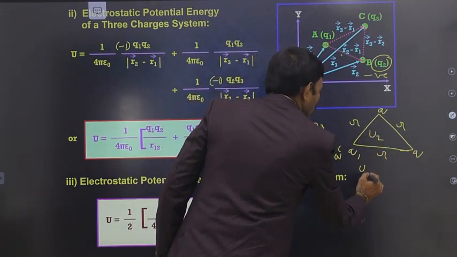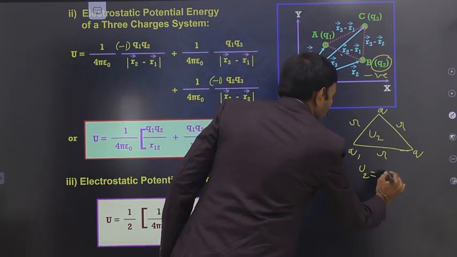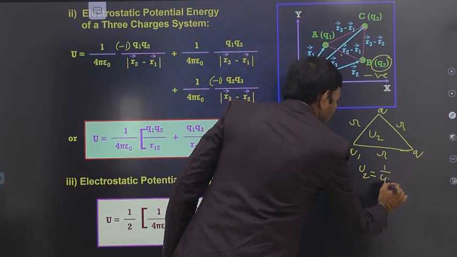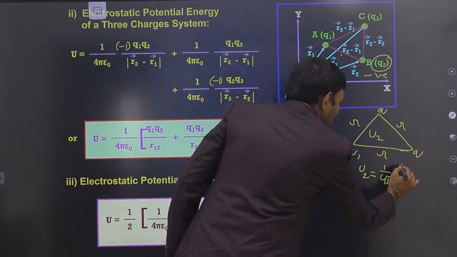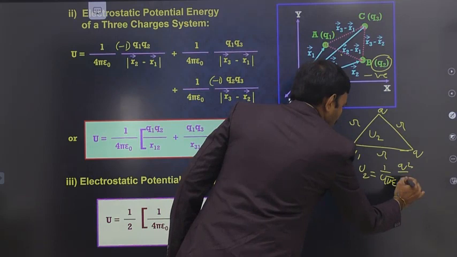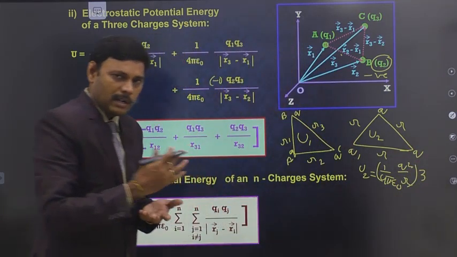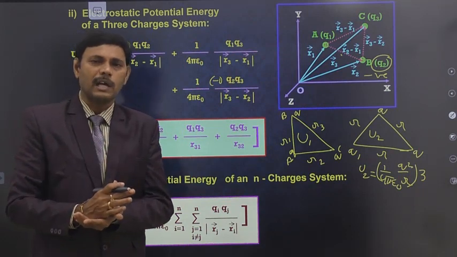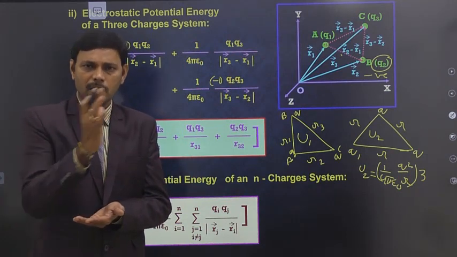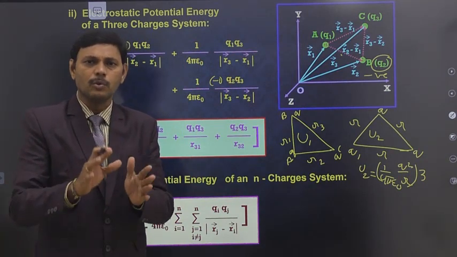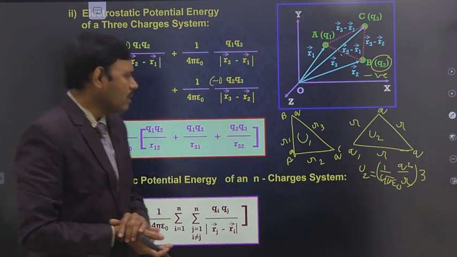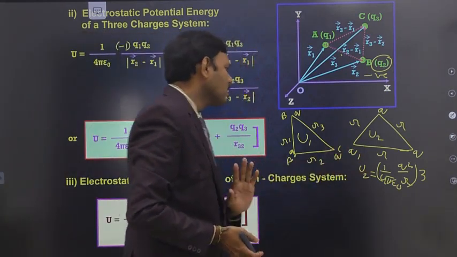Then for the final configuration, the potential energy of the system is U2. Of course, this U2 is equal to, for the first pair, 1 by 4 pi epsilon naught Q square by R. For all pairs, we get the same expression. There are three such pairs, so into 3. This is U2. Then the work done in changing the shape of the triangle from the first right angle triangle to the second equilateral triangle is U2 minus U1.